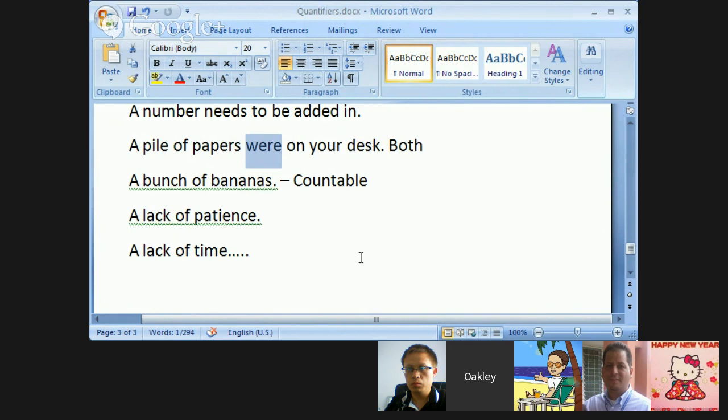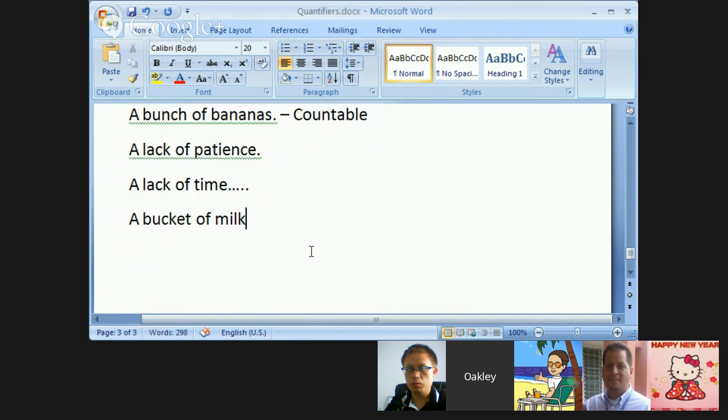That's correct. So if I have a lot of milk, a lot of milk with milk, should we change that? I can say a pile of paper was on your desk. That also works, actually. What's your example? Like with milk, if we are saying milk, will we use were or was? Okay, let's try a bucket of milk. A bucket of milk was hanging on the roof, from the roof.